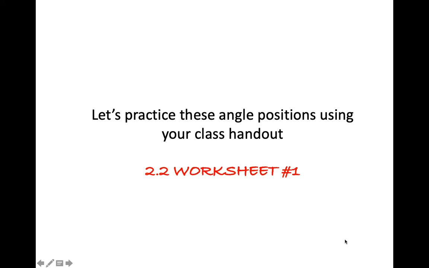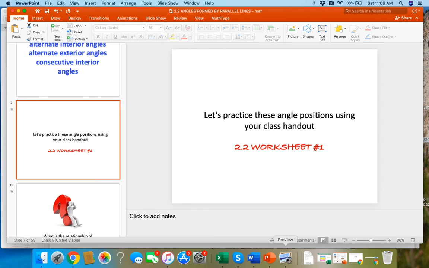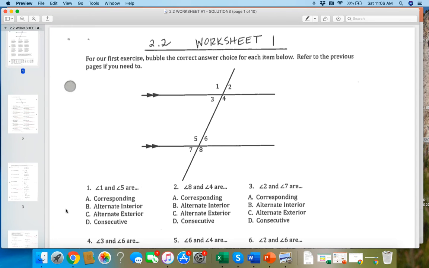So to start off with, we had a worksheet which was 2.2, worksheet number 1. And so we started our class with practicing the angle positions. Let me just show you and remind you of what that worksheet looks like. Let me see if I can figure out where it is. Actually, it's in behind, I believe. Here it is. This is 2.2, worksheet number 1.